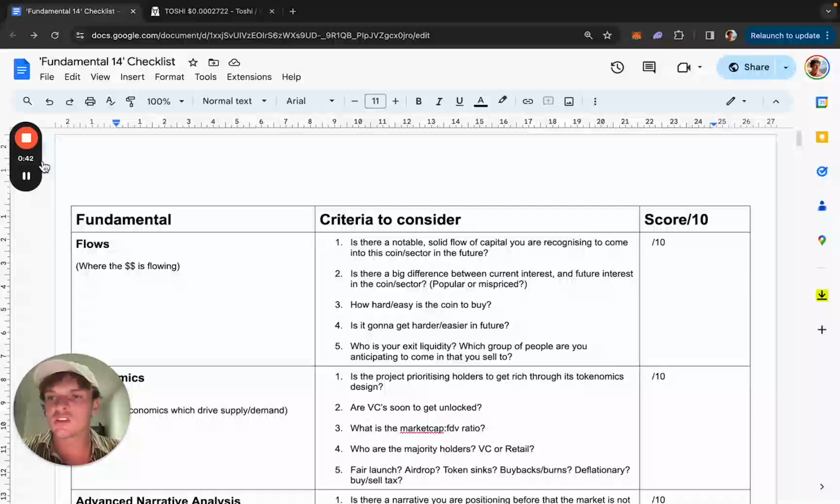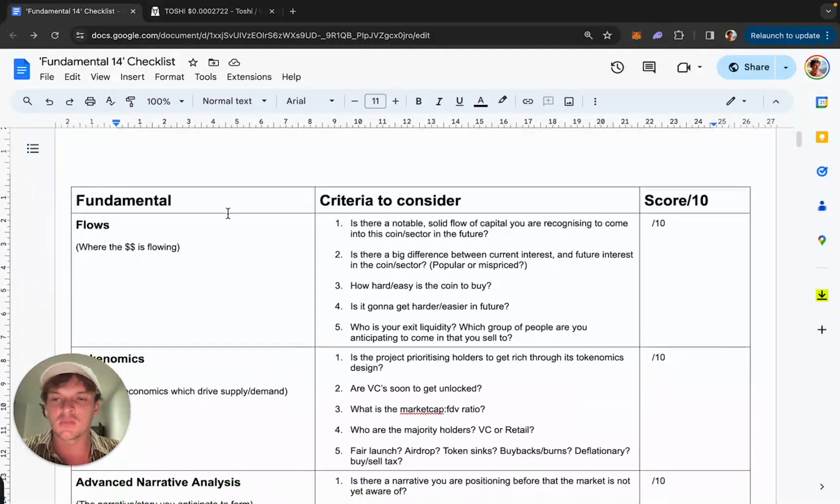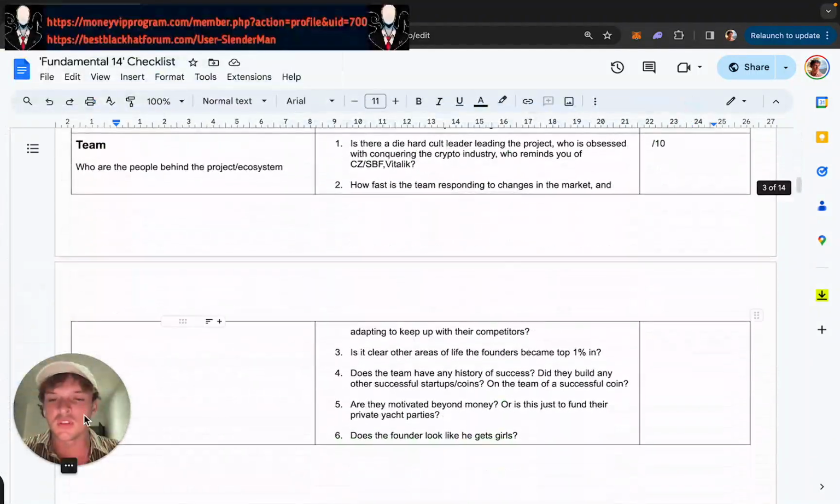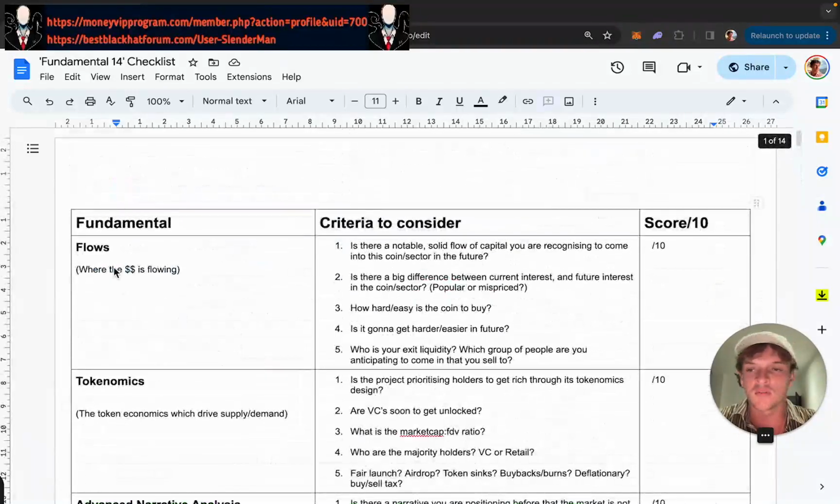So as you can see here, it's basically just a pretty simple document. There's 3 different tabs. You've got the different fundamentals on the left side. So these are all the different fundamentals. There's the 14 fundamentals in the course, remember? The middle one is basically a series of questions which I am asking you that you need to figure out the answer to when you are studying this coin.